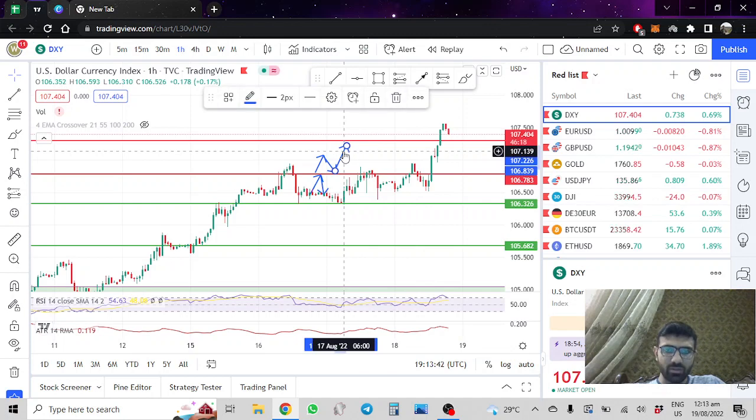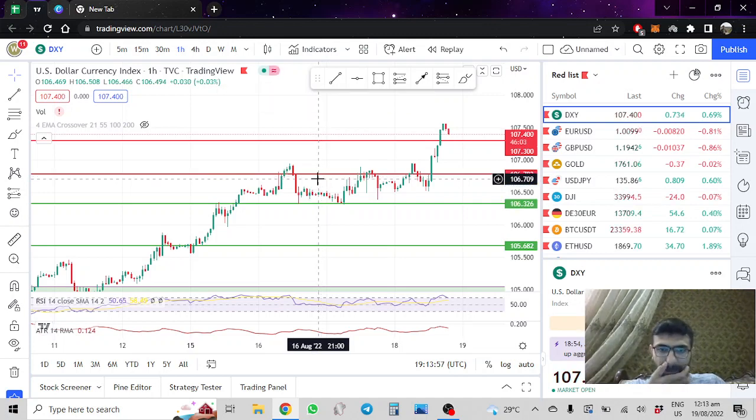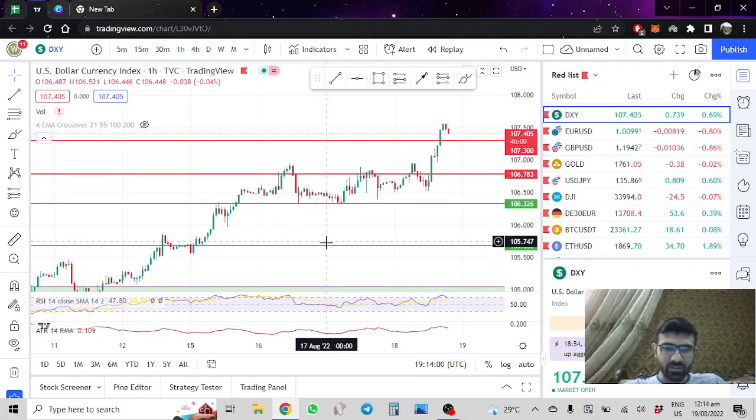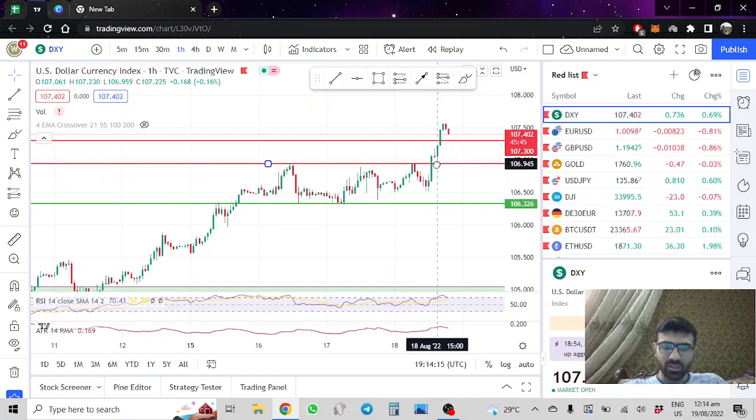Okay, so I will remove the previous arrows that I made for you guys and I'm gonna make some new ones so you guys can have a better idea of what the market is gonna do tomorrow. As you can see, this area is not relevant currently as the dollar has gone up quite a bit. So I'm gonna remove this and this area. Now I'm gonna make this area our area of interest.